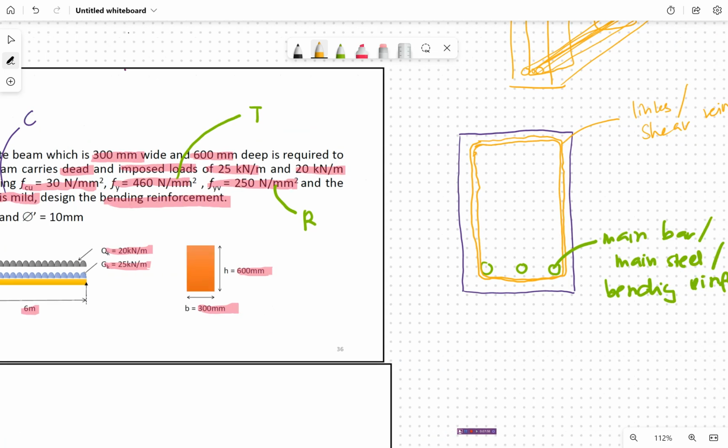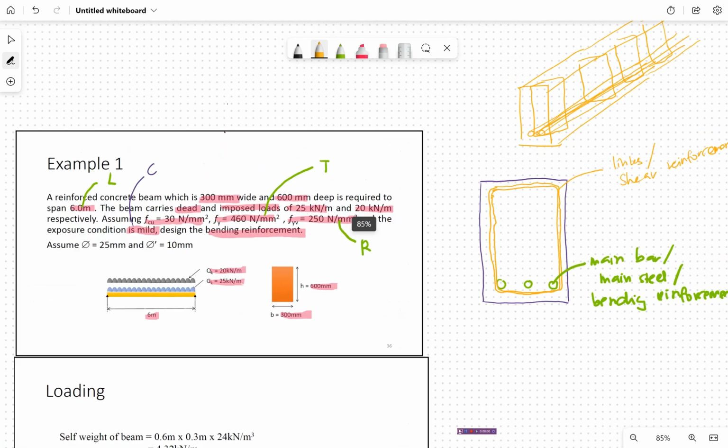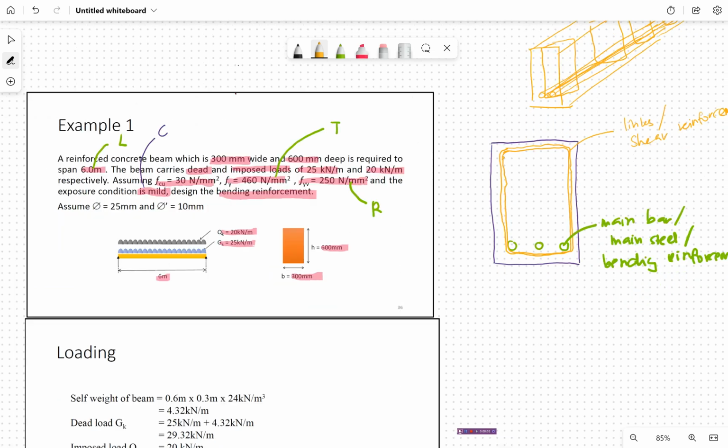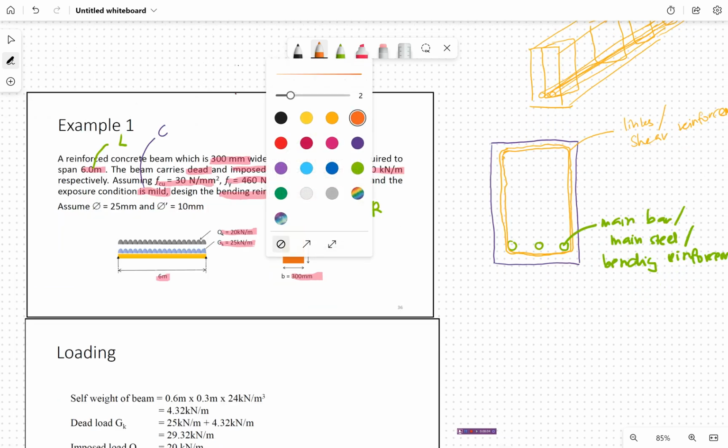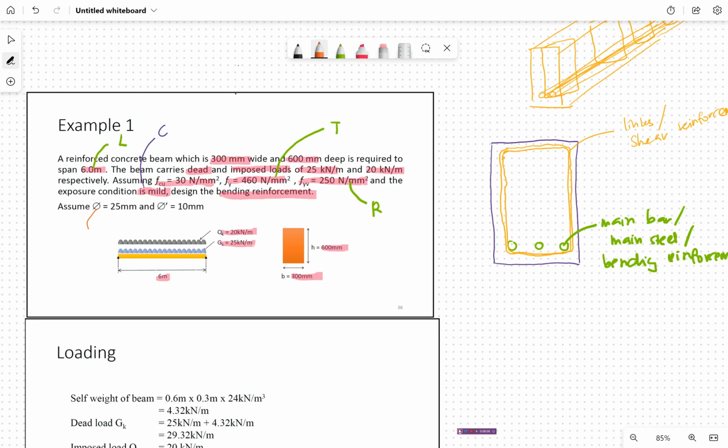Okay, and given, this one referring to the diameter of main steel ataupun main bar tu, ataupun bending reinforcement, and diameter prime referring to the diameter of shear reinforcement or link.